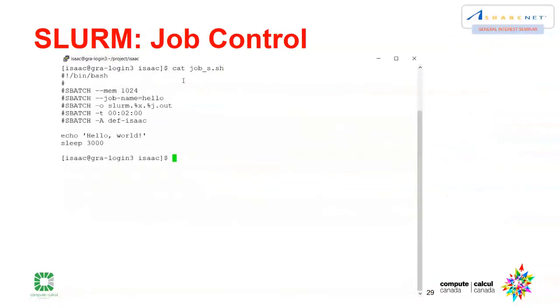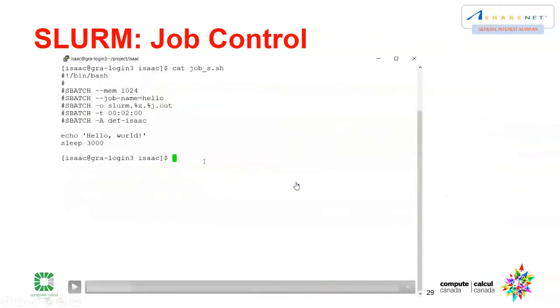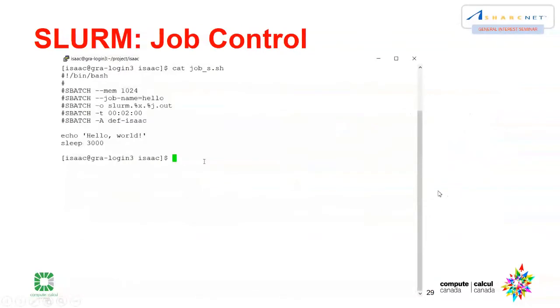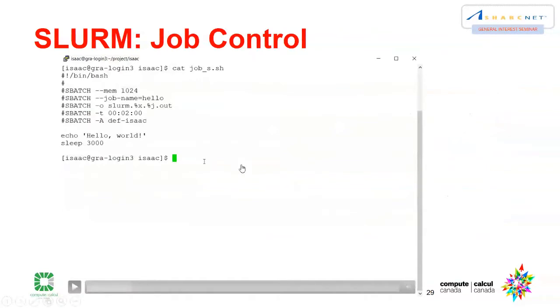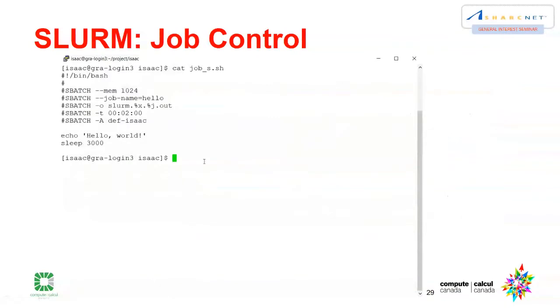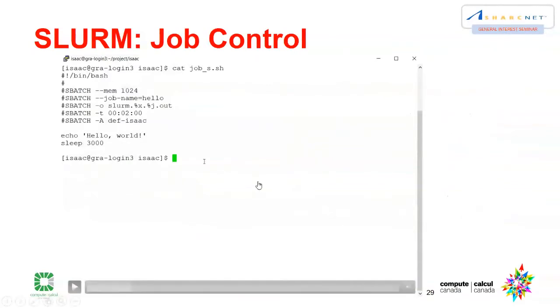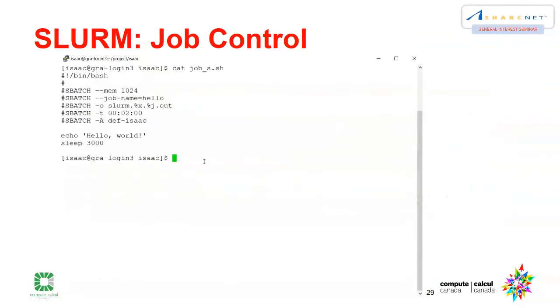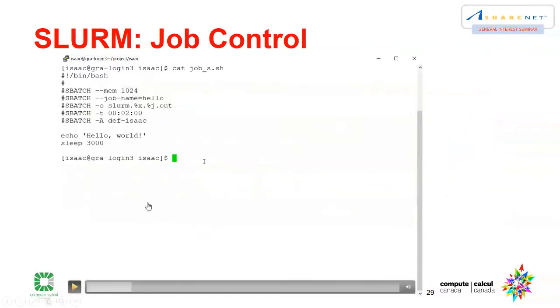Here's another demonstration. I intentionally put one more line here, sleep 3000, which means when I submit this job, if the job actually runs, it's going to echo hello world, and then wait for 3000 seconds. So if I submit this job, it will take some time to complete, right? I want to use that moment to cancel the job. That's why I intentionally put sleep 3000. It's not a common practice, so don't do it this way. This is only for the purpose of using scancel.